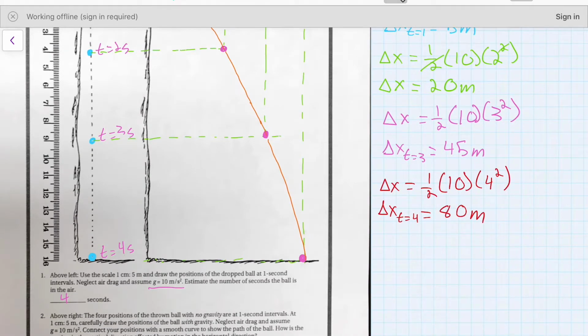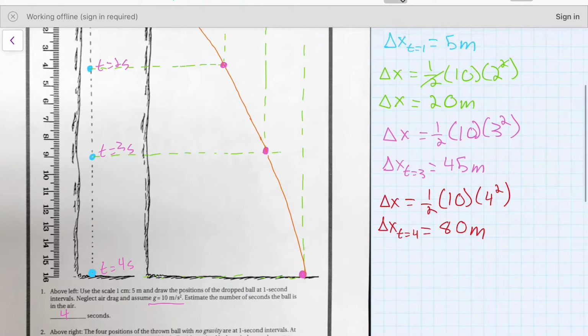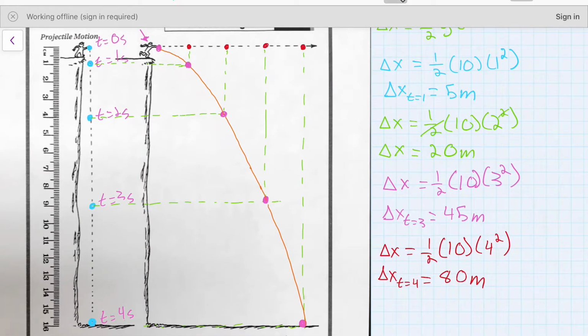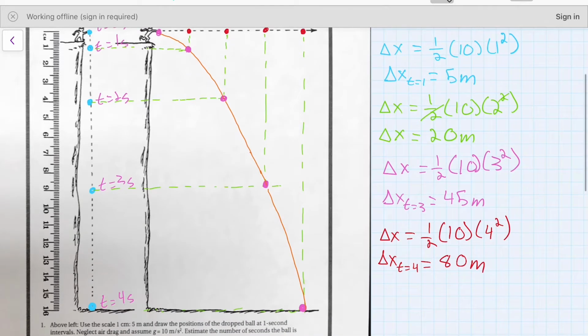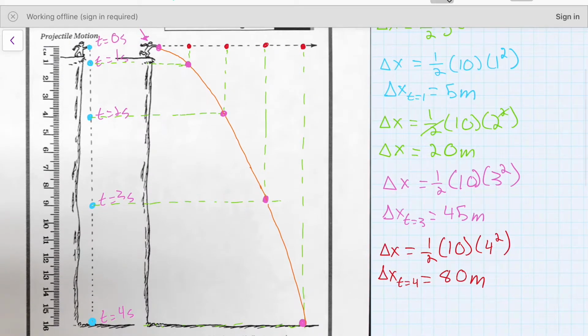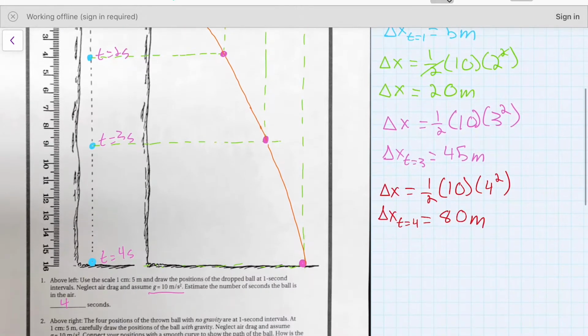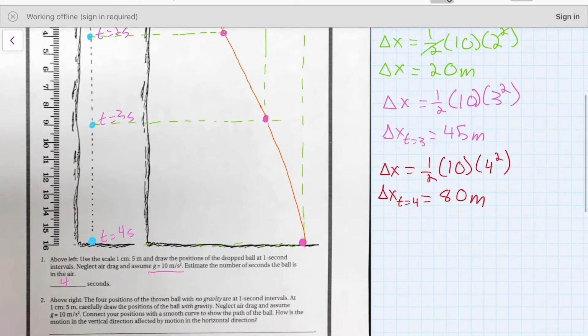And so the question is, how is the motion in the vertical direction affected by the motion in the horizontal direction? That's kind of a trick question because we just combined vertical motion with horizontal motion. They're actually completely independent of each other. So they aren't affected at all. So no effect.